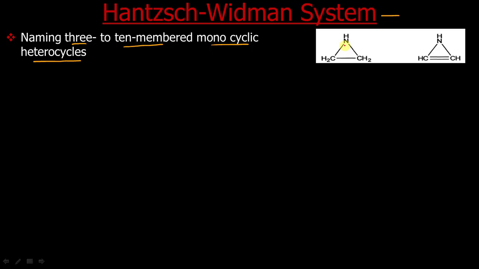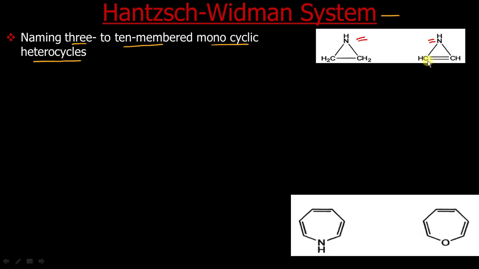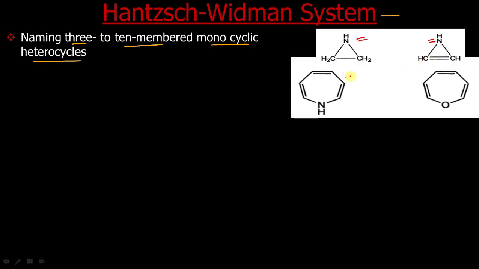As you can see here, this is a three membered ring but with unsaturation. We can name this also. This is a 7 membered ring, this is also a 7 membered ring. And this system can also be used for heterocycles with various degrees of unsaturation. As we discussed in our previous lecture, some systems are partially saturated and some systems are fully saturated. So all these compounds can be named with this system.